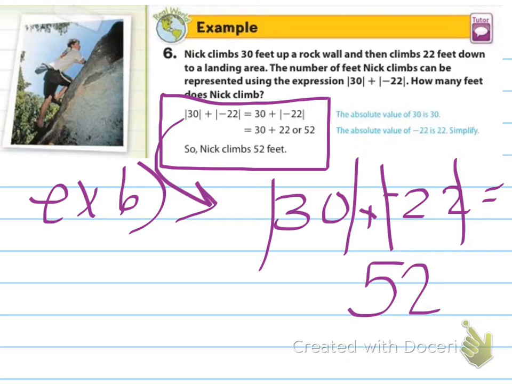I can tell you that if you were climbing up a rock and you went up 30 and then you came down 22, you would want to include that 22 because I'm sure that going up and down a rock wall, it's not easier going 22 feet down. You're still climbing it. I bet it's probably even a little bit harder.